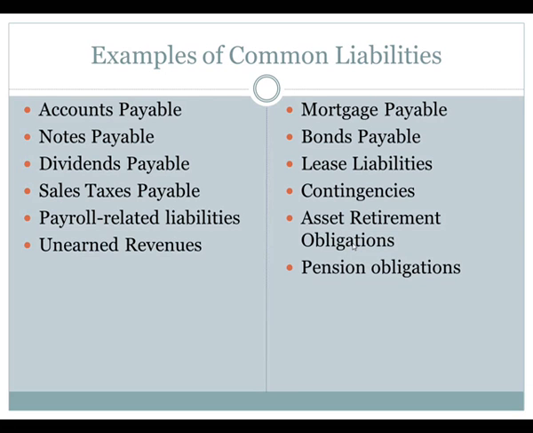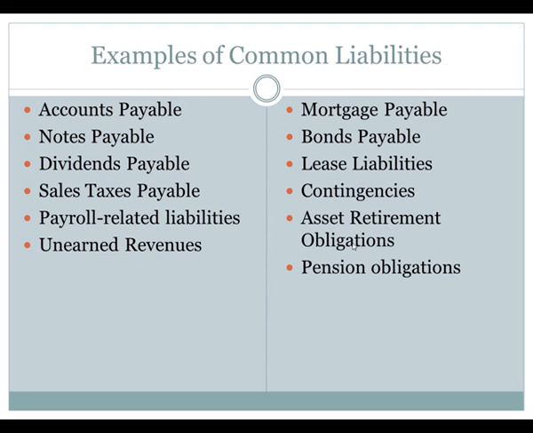Let's talk about the common types of liabilities. Accounts payable, notes payable, dividends payable, those are all examples of liabilities. Accounts payable are simply open accounts when we buy goods and services from a vendor and we don't pay for them immediately. A lot of times that will be recorded as an account payable. It's just simply an open or a trade account payable.